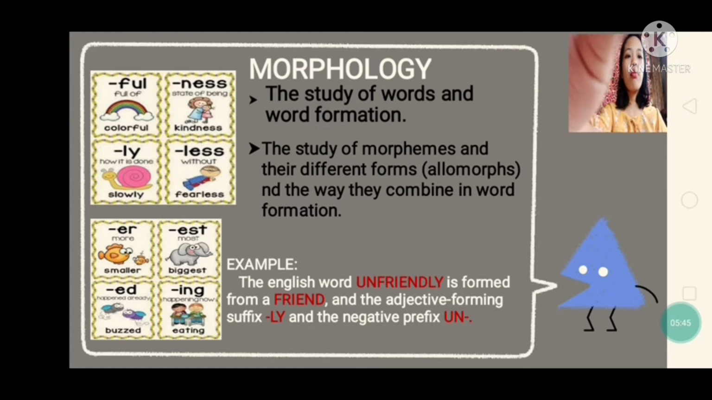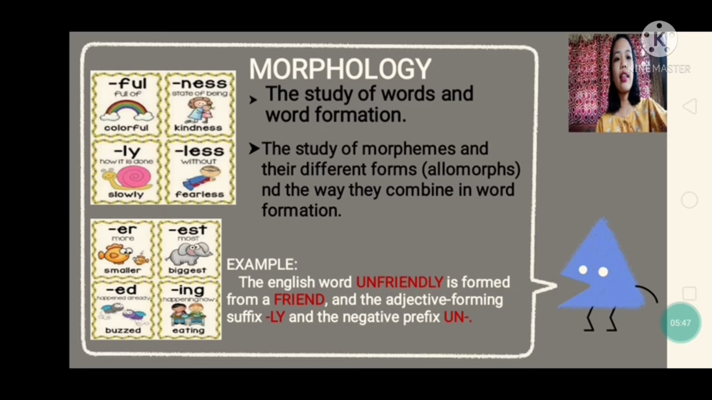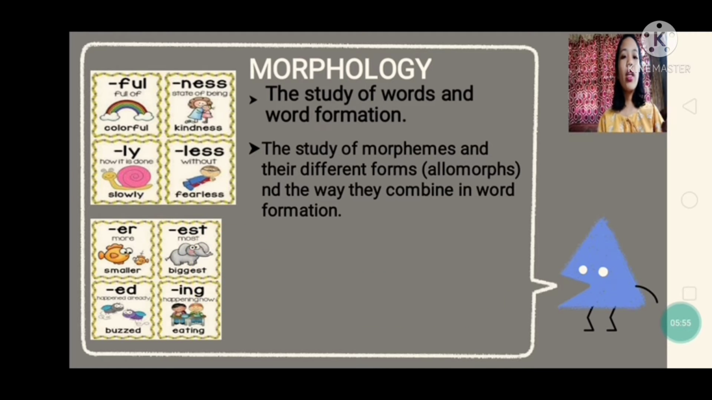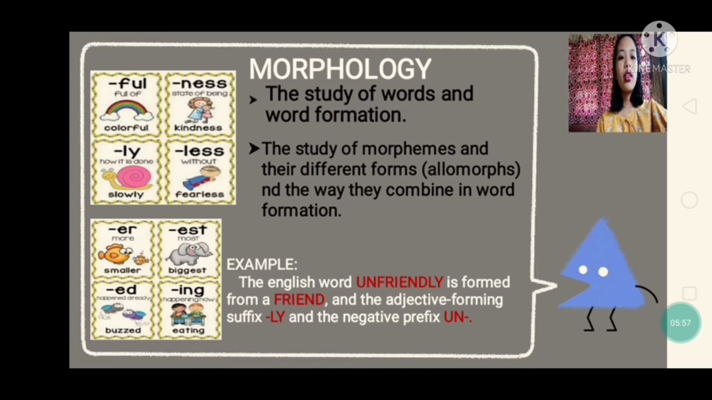Just like in the example here, nakikita natin sa picture, we have colorful, kindness, slowly, fearless. So they are formed by adding suffix, by adding prefix. So that's how morphology works in linguistics.